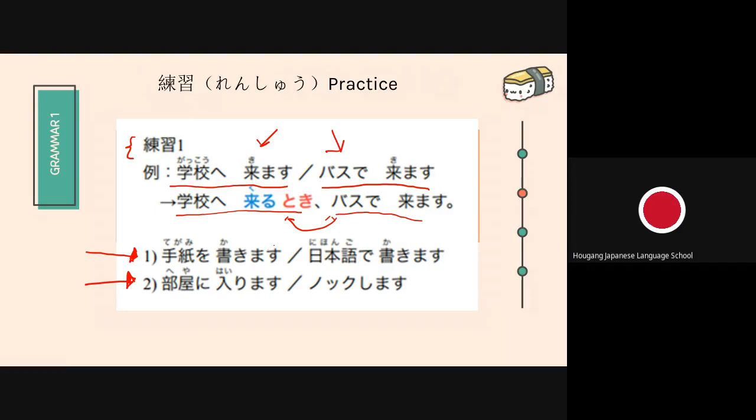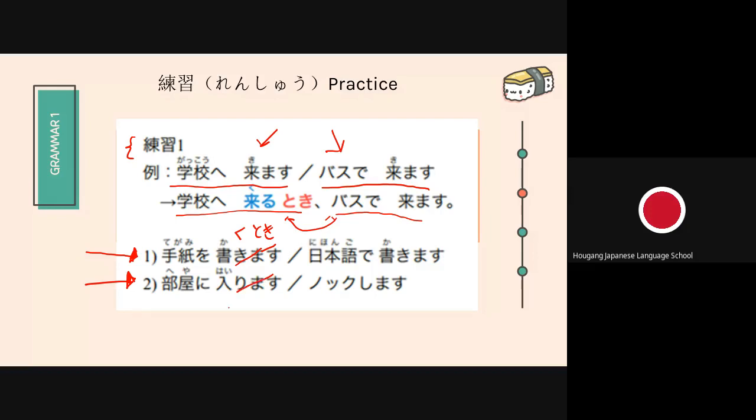手紙を書く toki. Okay, anyone don't know what's going on? Okay, 書く toki, 日本語で書きます. When I write a letter, I write in Japanese. I write using Japanese, okay? So 写信时, 用日语写, that's all. Okay?